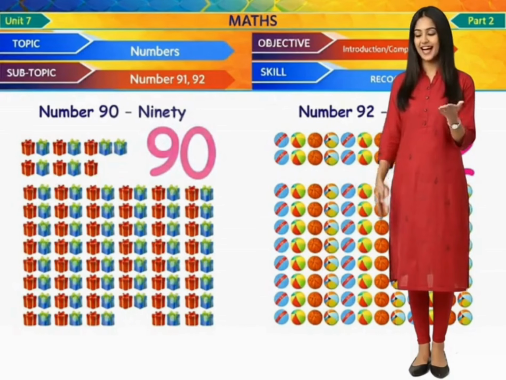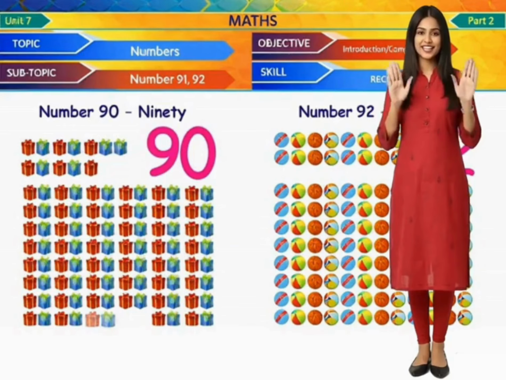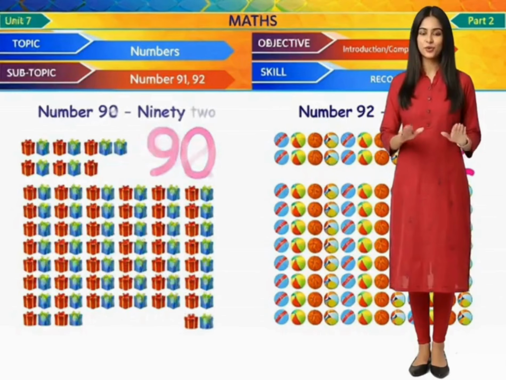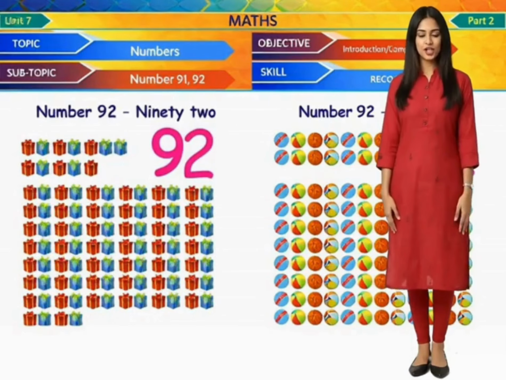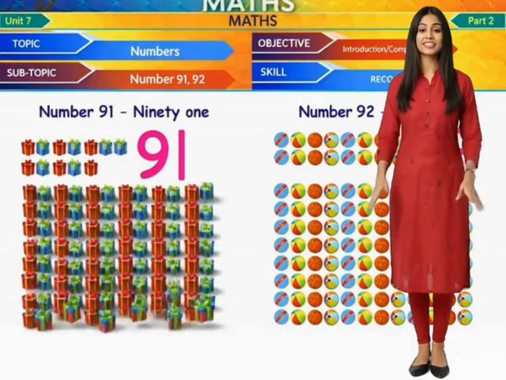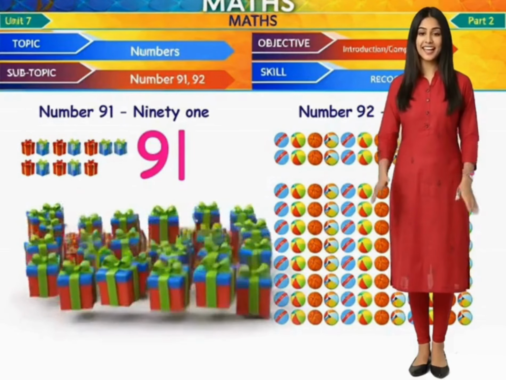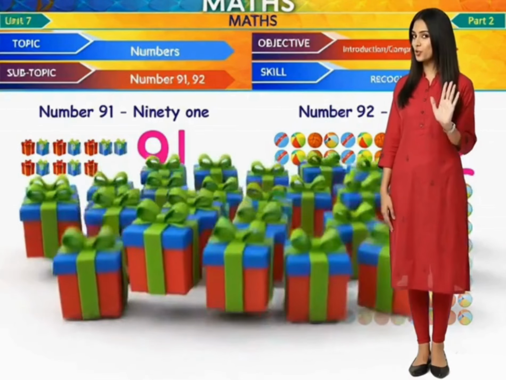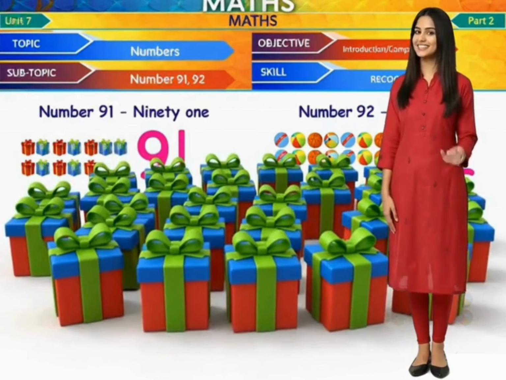This number is written as 91. It comes just after 90 and before 92 in our number sequence. Now, children, when we count gift boxes and reach 91, we say 91. This means a group of 91 things together.